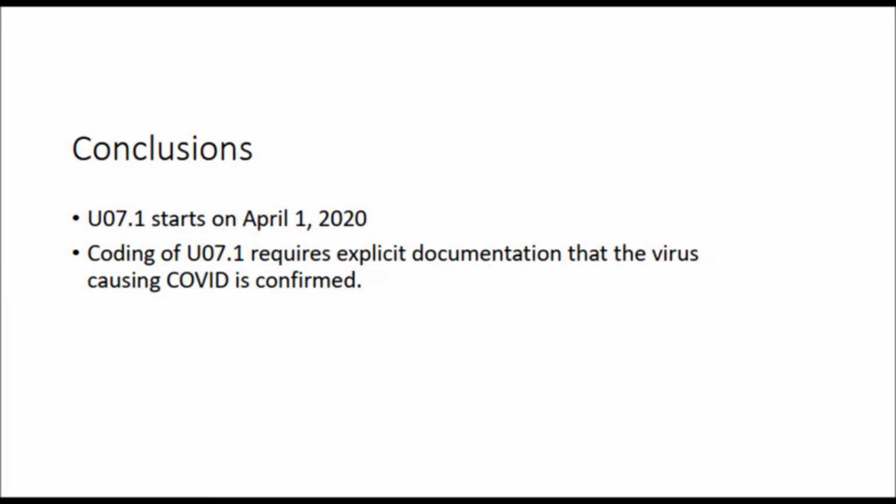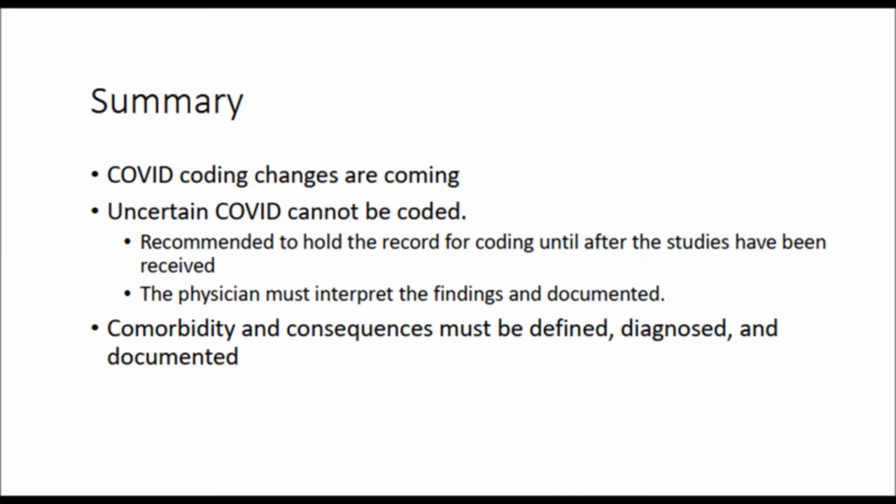Conclusions: U07.1 starts on April 1, 2020. Coding of U07.1 requires explicit documentation that the virus causing COVID is confirmed. Summary: COVID coding changes are coming. Uncertain COVID cannot be coded. It is recommended to hold the record for coding until after the studies have been received. The physician must interpret the findings and document it. Comorbidity and consequences must be defined, diagnosed, and documented.